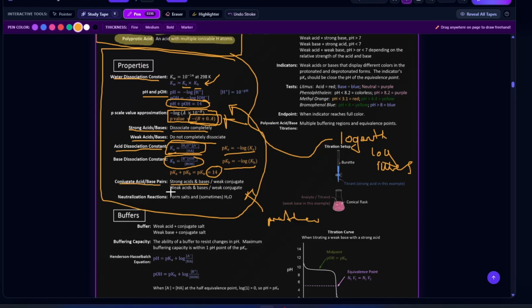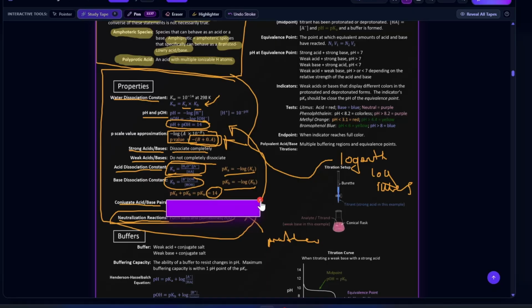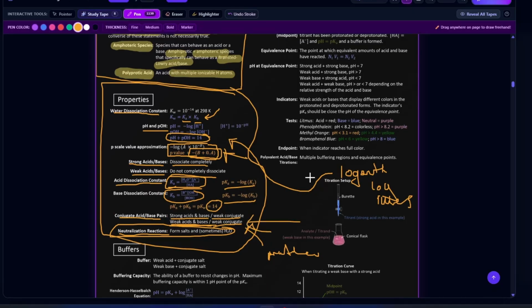Conjugate acid-base pairs: strong acids and bases go with weak conjugates, and weak acids and bases go with strong conjugates. Neutralization reactions: we already went through that before, but we're going to go through it again. Neutralization reactions form salts and sometimes H2O. These two you can just memorize; this is not practice problem based. There are actually practice problems for conjugate acid-base pairs.